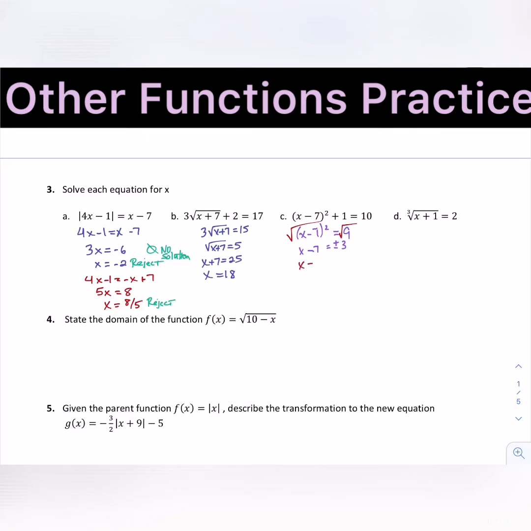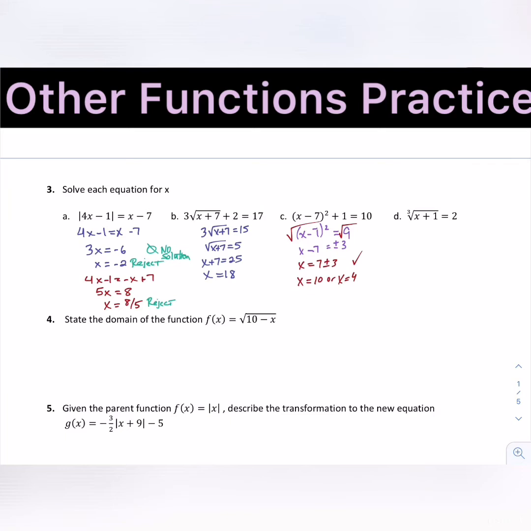So here we're going to get x equals 7 plus or minus 3. That's going to give us two values: 10, or another value of 4. 7 plus 3 is 10. 7 minus 3 is 4. If I plug those in, 10 minus 7 is 3. 3 squared is 9. 9 plus 1 is 10. That one works. And then if I plug in 4, I get 4 minus 7 is negative 3. Negative 3 squared is 9. 9 plus 1 is also 10. So both of these check out nicely.